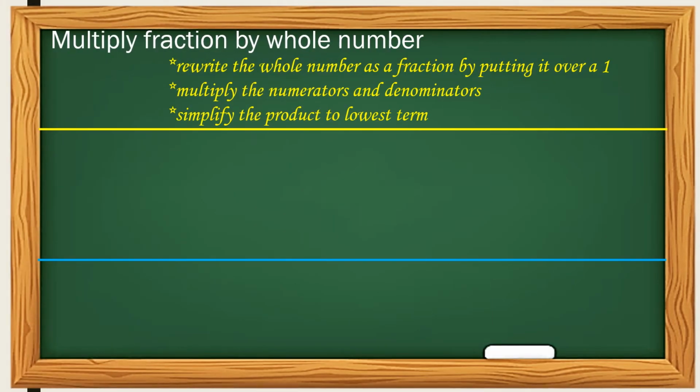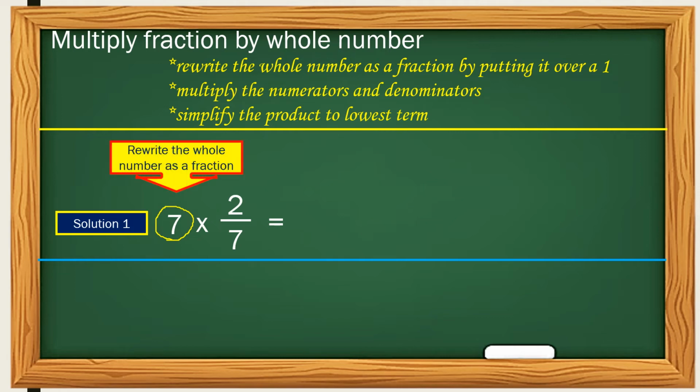So next example, itong example na to ay magbibigay na naman ako ng dalawang solution o dalawang paraan kung paano ito sasagutin. Ito na po yung unang solution natin. 7 times 2 over 7 is equal to. So, rewrite the whole number into fraction form by putting it over a one denominator. So, we're going to rewrite the whole number as a fraction. So, yung 7, naging 7 over 1.